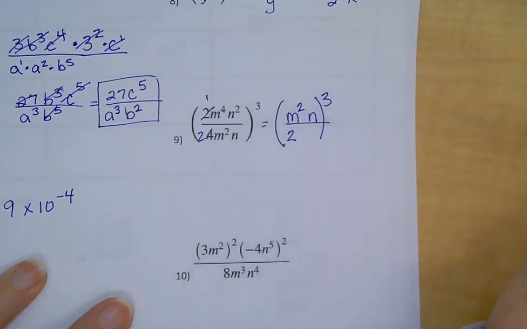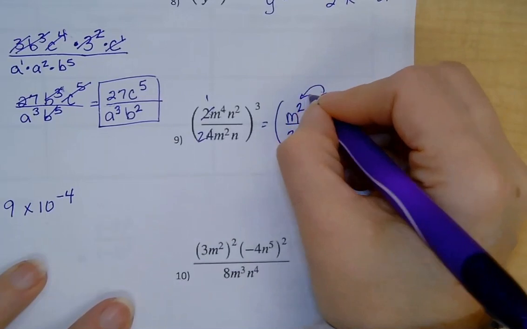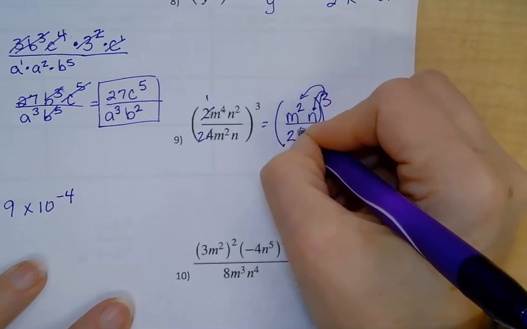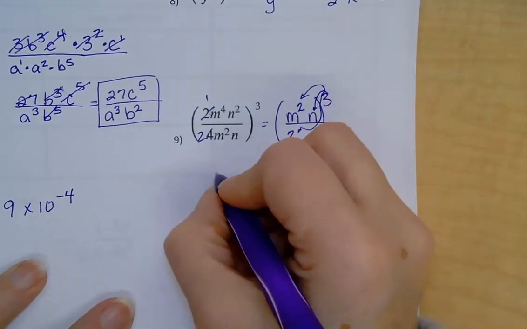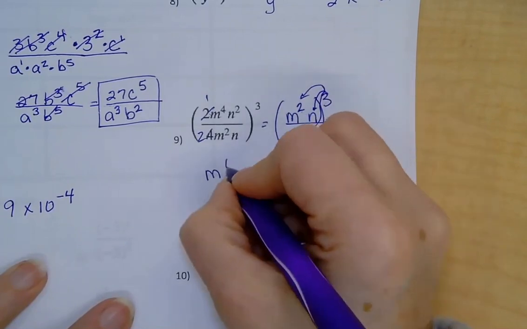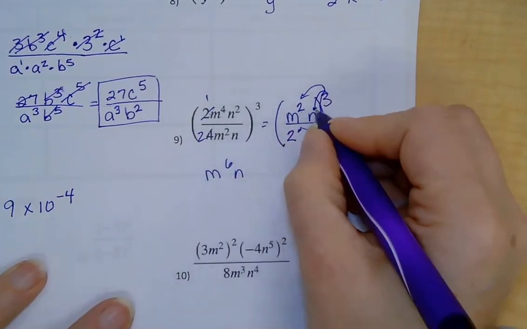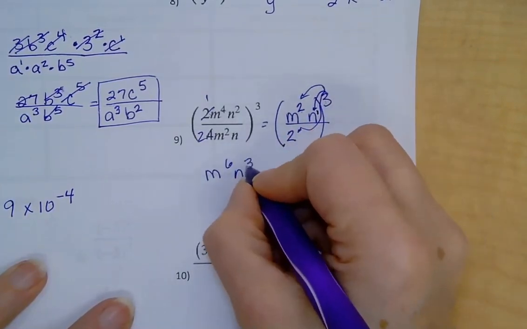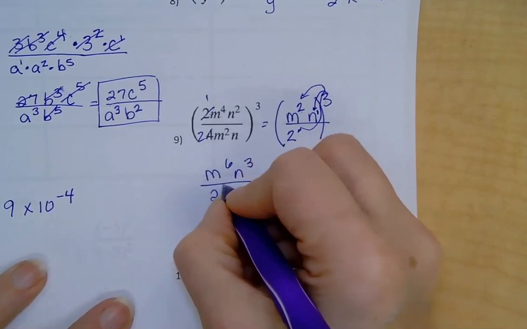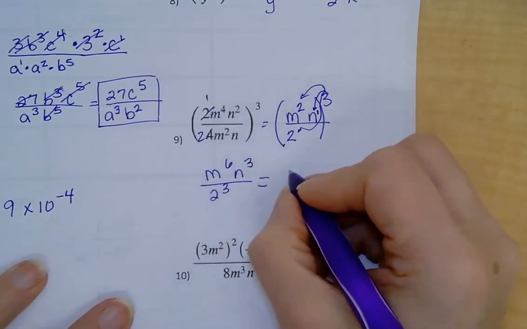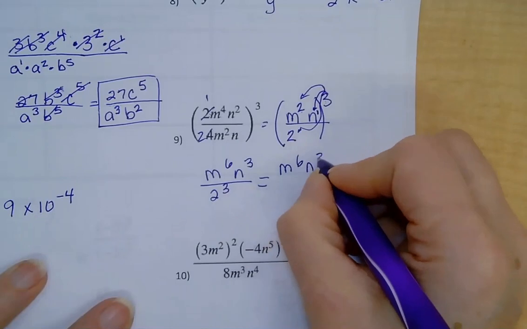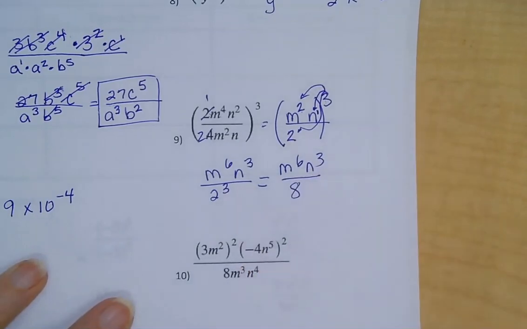This is all to the 3rd power. So let's distribute our 3 to everybody. So I now have m to the 2 times 3 is 6, n to the invisible 1 times 3 is 3, and 2 to the 3rd I can rewrite as 8. So m to the 6th, n to the 3 all over 8.